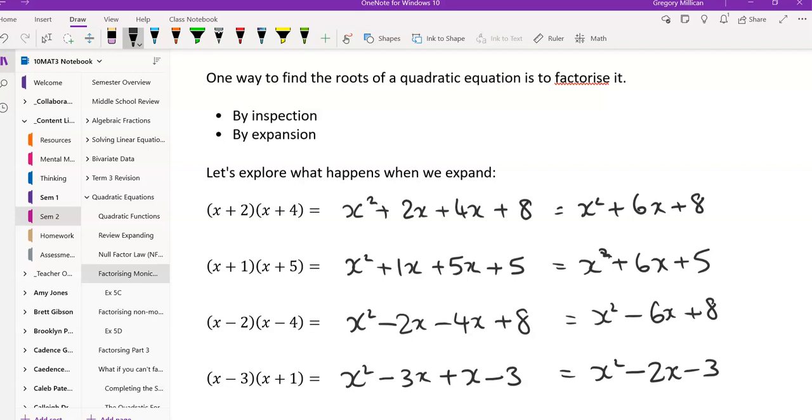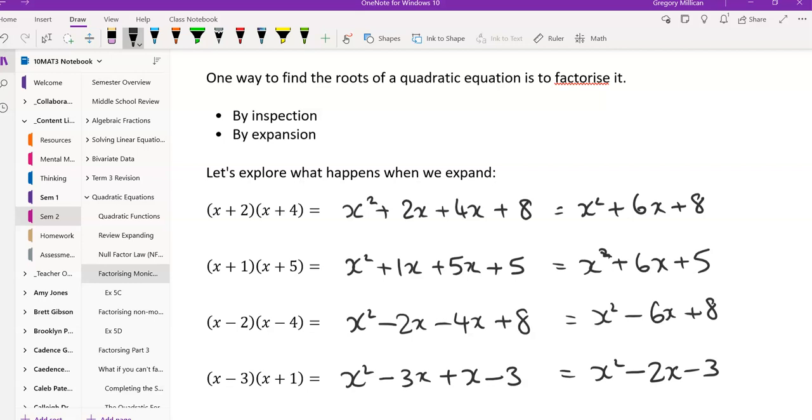Now, you need to try and recall what we are trying to achieve. What we are trying to achieve right now is to go from the quadratic equation, which is the bit at the end, back to this. So we're trying to factorise and go from x squared plus 6x plus 8 back to the factorised form, x plus 2, x plus 4. Because once we've done that, we can then find the roots. Right? So that's what we're trying to do.